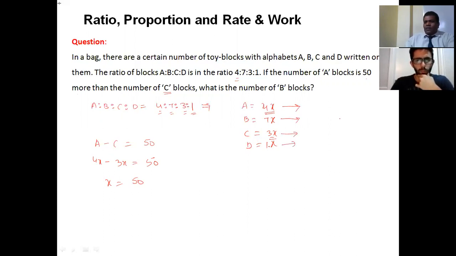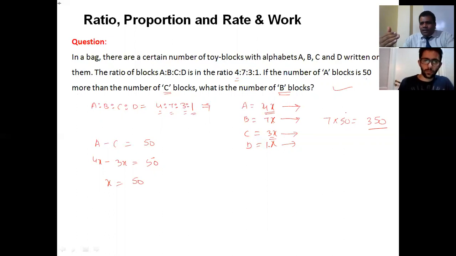Now if I put the value of x in each, we get the number of each block. He's asking for only B. So the answer is 7 into 50. Is that clear? This is the answer. Yes, yes. And how beautiful the approach is. In the beginning, it looked very complicated, but now it looks like there was nothing. I can do it.